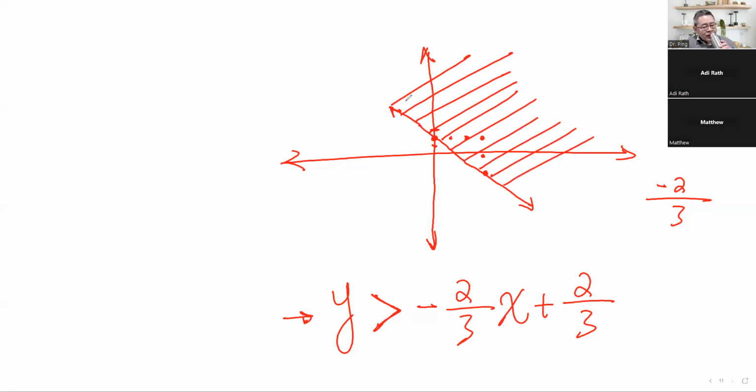Yep, are we good on this one? How did you know how many to go up? Because it's 2/3. How did you know? Well, it depends on where you think it is, it's up to you. If you think this is a -3, then the 2 is -2, so we go down. Good?